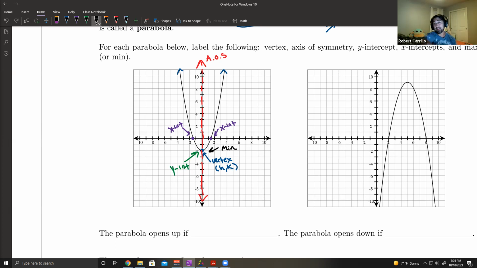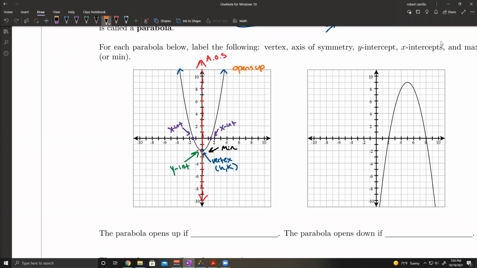So these are all the pieces of our parabola, and this is a parabola that opens up.